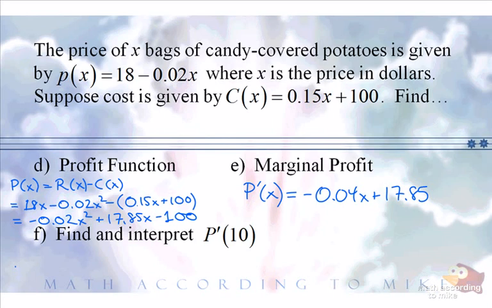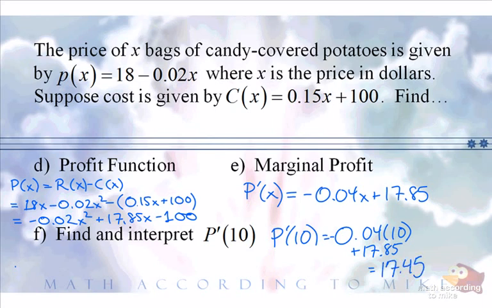So P prime of 10. So negative 0.04 times 10 plus this 17.85. What do we get here? 17.45. Very good.